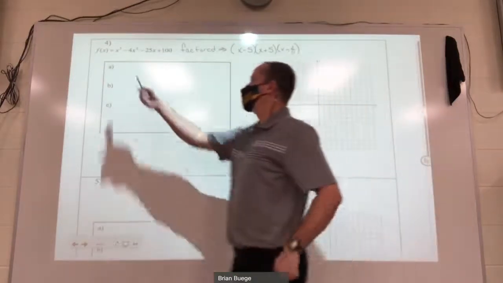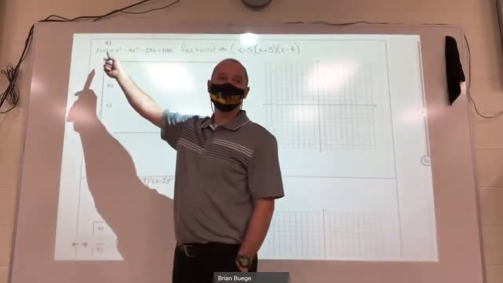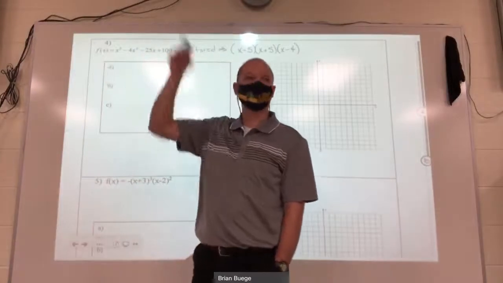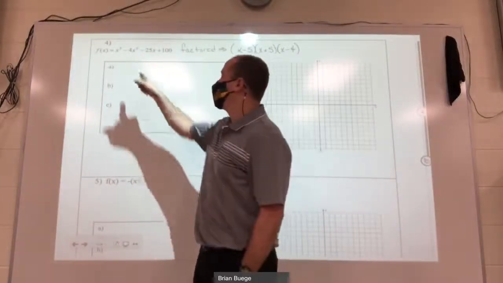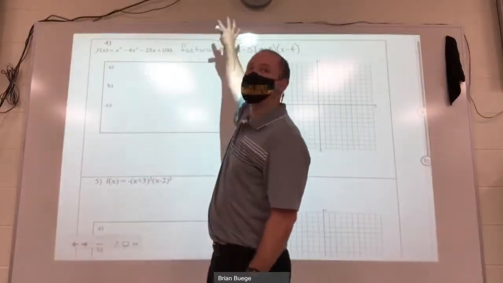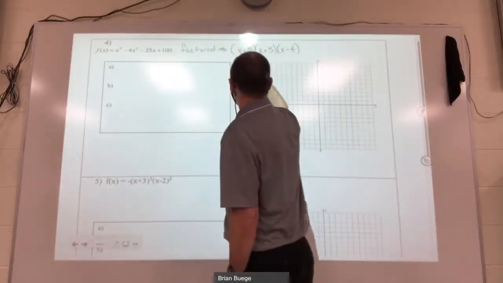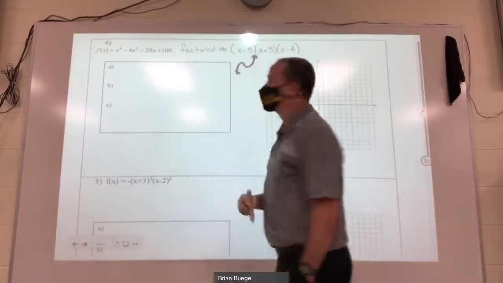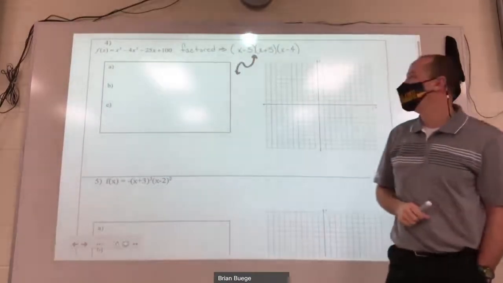Okay, yep. We've got a positive x cubed. The x cubed is the S-shaped roller coaster looking graph. And because it's positive, it starts down low and will end up high, okay? So it's going to end up looking something like that. That's going to be the general shape of our graph right there.